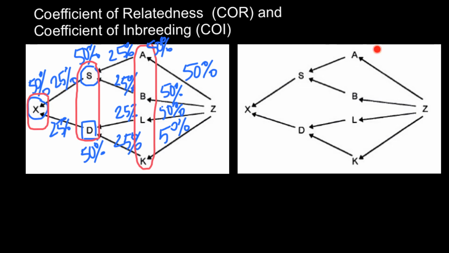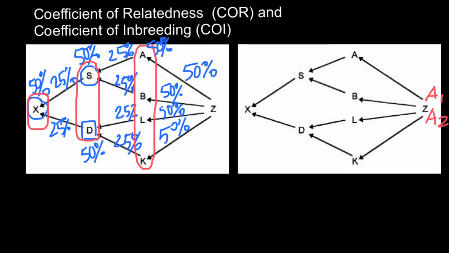And now let's talk about the coefficient of inbreeding. So here is the same pedigree. I just use another picture because here are a lot of numbers that would interfere with our new calculations of the coefficient of inbreeding. Now let's consider that individual Z has 2 alleles, allele A1 and allele A2.